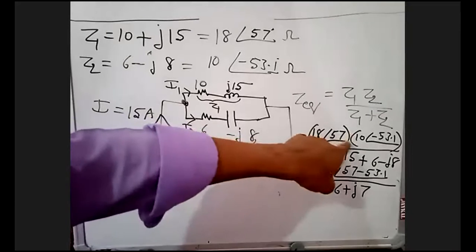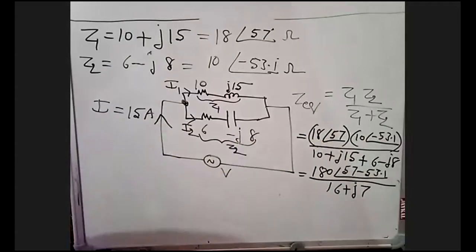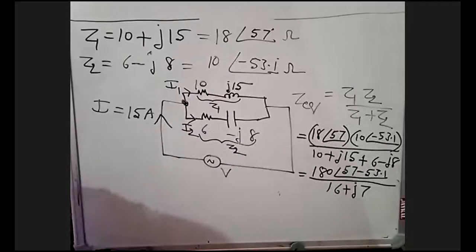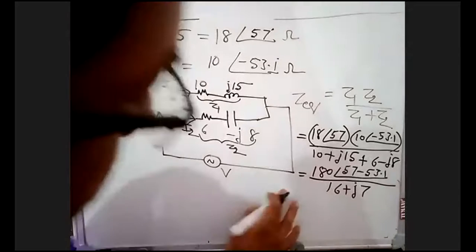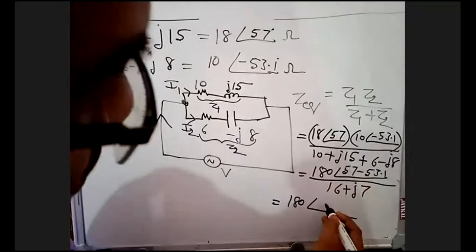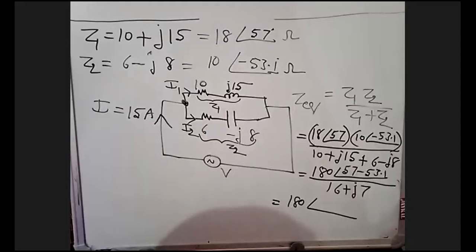In multiplication, angles will be added. I am adding these two angles, 57 and minus 53.1. So here I will get 180 at an angle. What is the angle, 57 minus 53.1? It is 3.9.